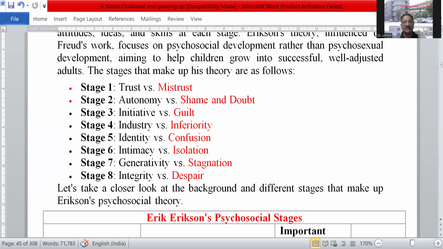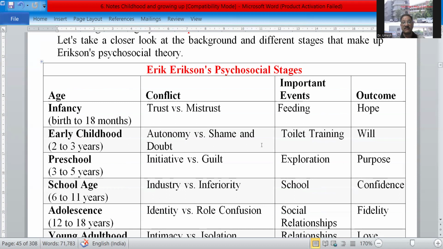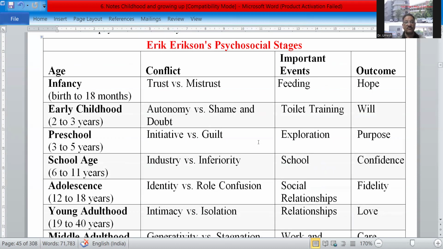These eight stages are named as: stage 1, trust versus mistrust. One is the positive trait, another is the negative trait. If the positive trait develops, then it will go from first to eighth, that is from trust to integrity. If mistrust develops, then it will go to despair. Now we have a chart. Through this chart, we will try to understand what those stages are and what the age of each stage is.